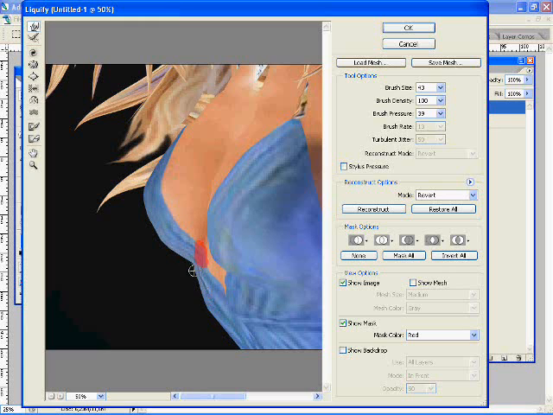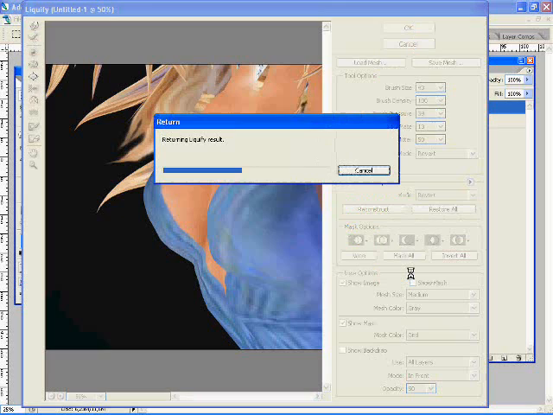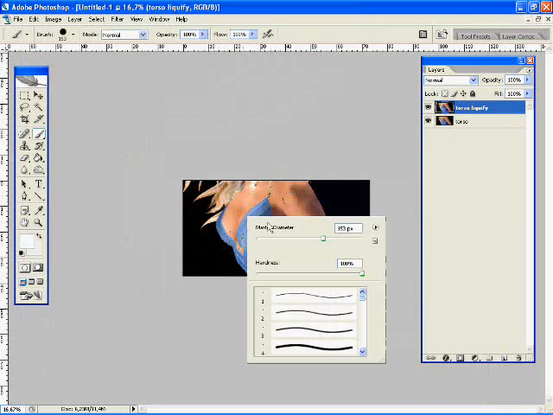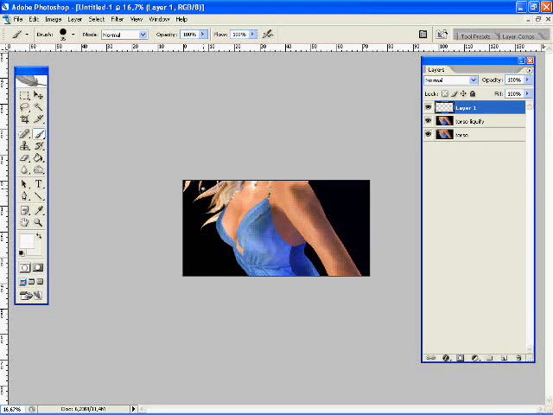Okay, fine tuning. Oh, erase the mask. Here we go. Okay. Let's look at our results again. Yes, looking good, looking good.